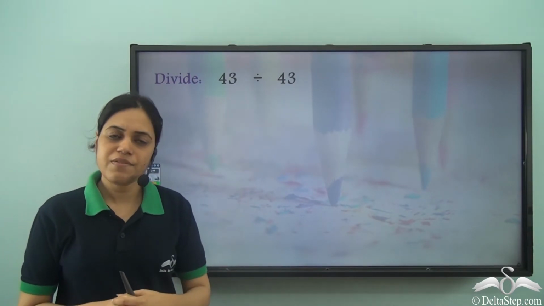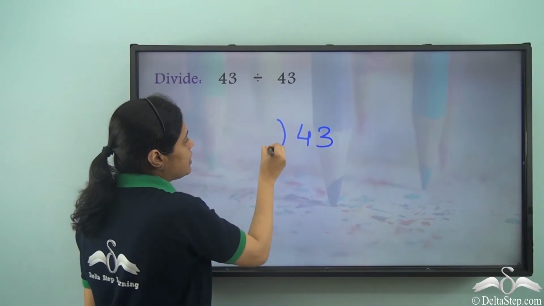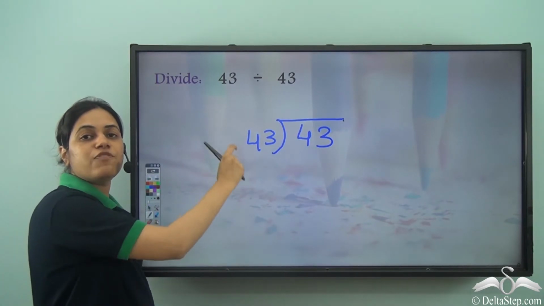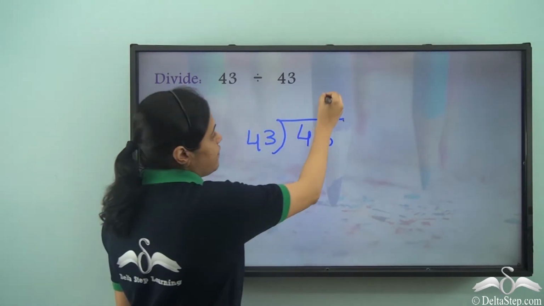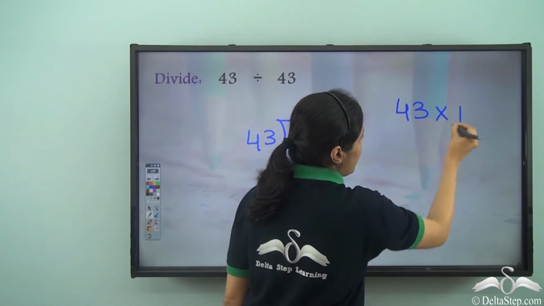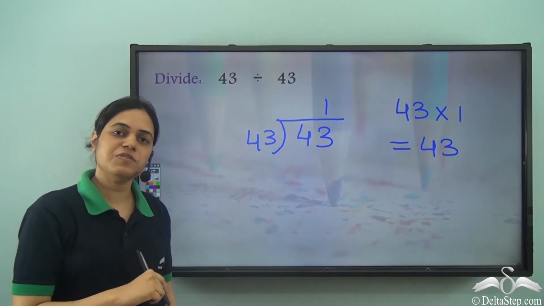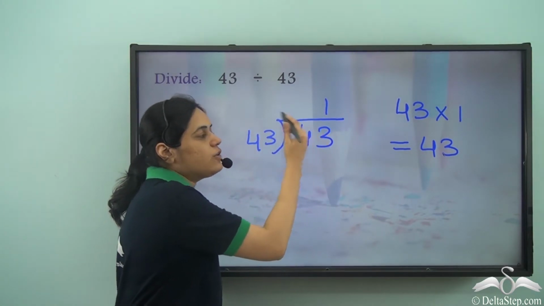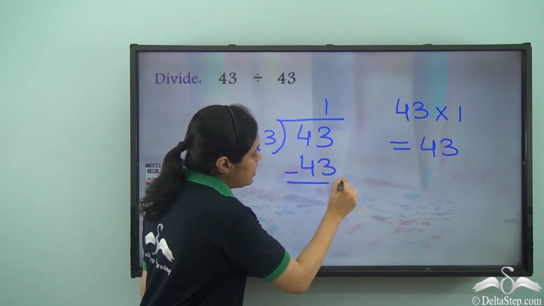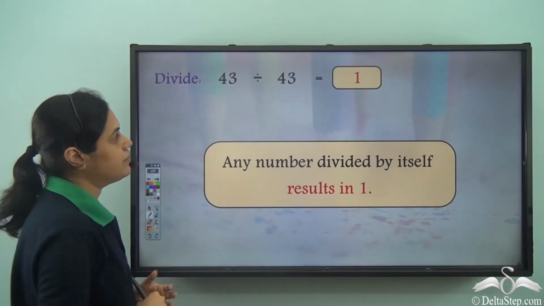Now what is 43 divided by 43? Let's check. So I have 43 divided by 43. Now how many times does 43 go into 43? One time, because I know 43 into 1 is equal to 43. Any number multiplied by 1 gives me the same number. So 43 goes into 43 one time. So I have 43 here and I subtract it to get a 0. So the answer is 1.